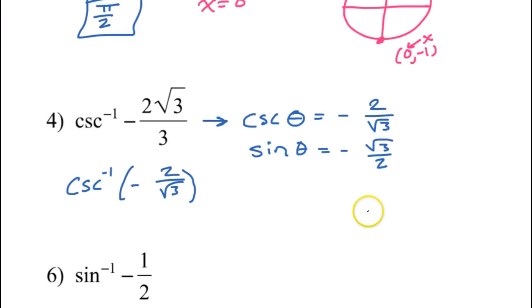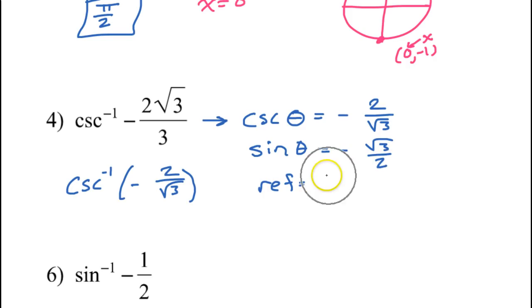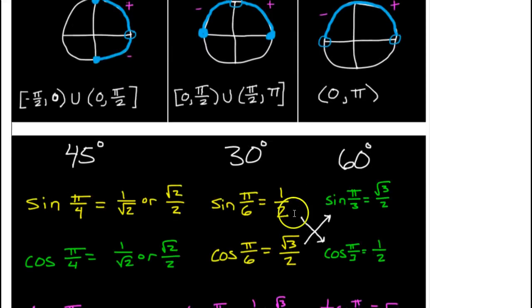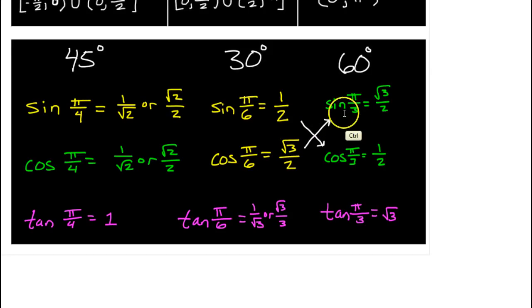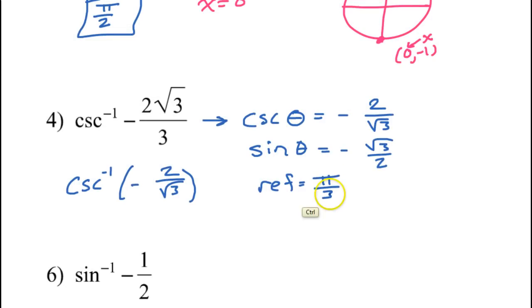Okay, and let's start with the reference angle, because that's all you can really do. So the reference angle is going to be, all right, think of your chart. Ignore the negative sign for a second. Sine of what angle is radical 3 over 2? I'm hoping you were thinking pi over 3 just now. The sine of pi over 3 is radical 3 over 2. So that tells me that pi over 3 is the reference angle.